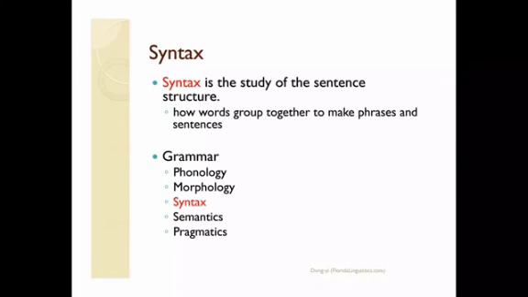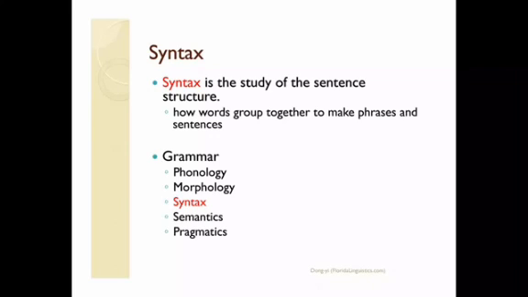Syntax is the study of sentence structure, that is, how words are grouped together to form phrases and sentences. For some non-linguists, syntax is grammar and grammar is syntax. However, strictly speaking, syntax is only a component of grammar. Of course, it is an essential and important component of grammar.